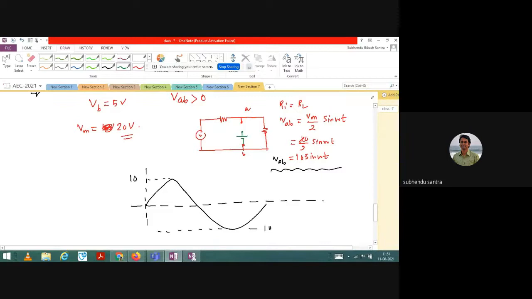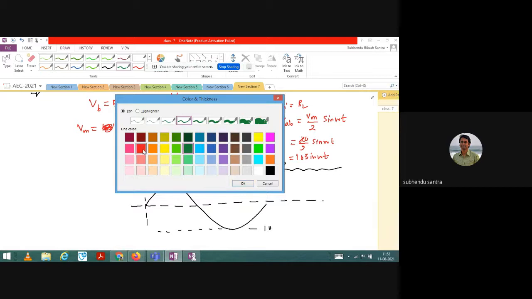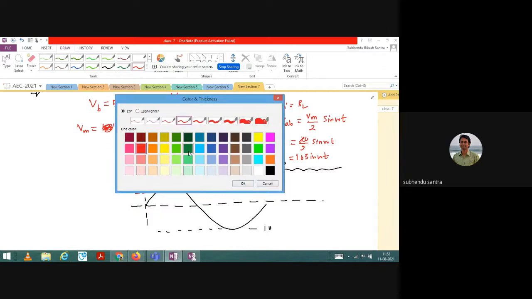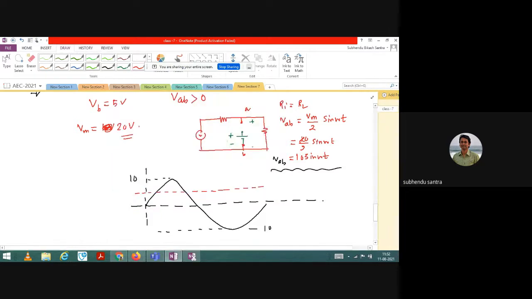Now you see this battery polarity, this plus and this minus, is exactly matching with this plus and minus. So that means I need to draw a line in the positive direction. And I already explained the procedure in the previous class. Once again, I am repeating.